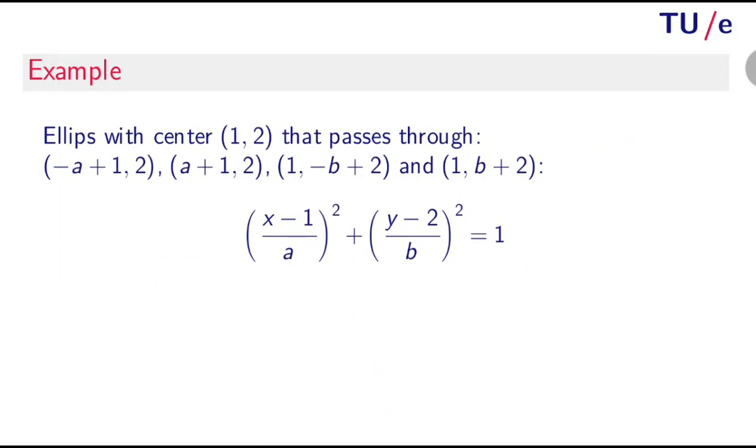So if we want to have an ellipse that has a center at the point (1, 2), then we have to change the equation a bit. Well, if this ellipse passes through the points (-a + 1, 2) and (a + 1, 2) and (1, -b + 2) and (1, b + 2), then we can give it as ((x - 1)/a)^2 + ((y - 2)/b)^2 = 1.